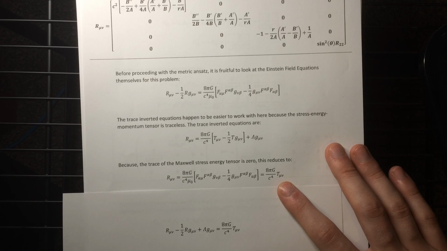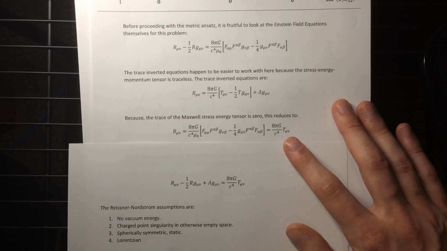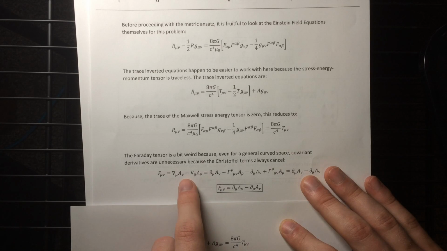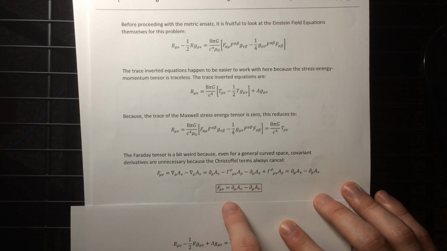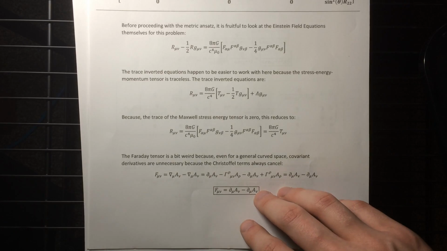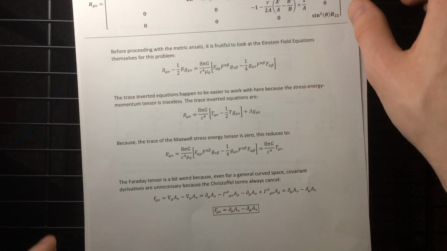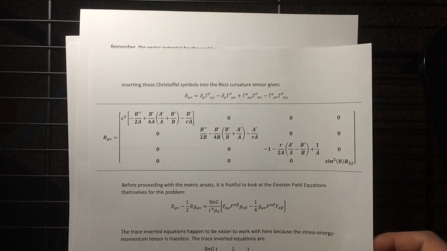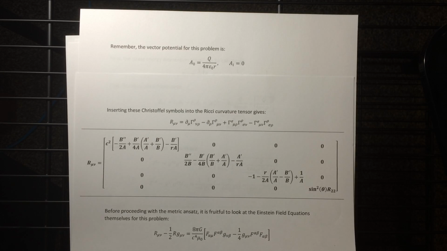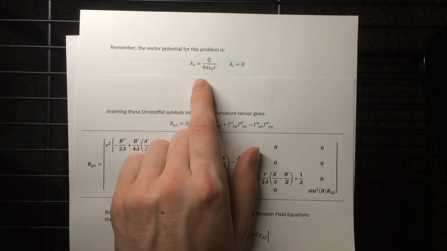The Faraday tensor is a bit weird because even for a generally curved space, covariant derivatives are unnecessary because the Christoffel terms cancel. So that looks like this. You can see here we insert the covariant derivatives to get the Christoffel symbols, and they cancel for the general case. So they're not needed. We can just use this formula here. So now the next step is to insert the vector potential that we had, the Coulomb potential, to get the Faraday tensor. So just plugging it in, if you remember, the Coulomb potential is this, then we got that.